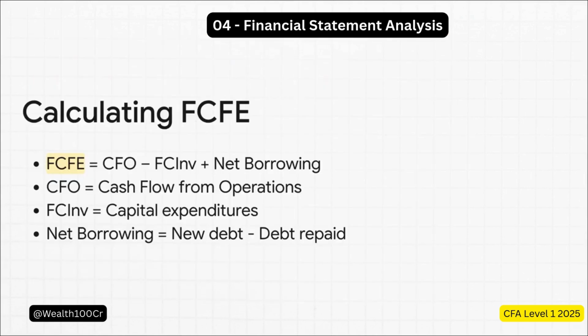The calculation here follows a really clear logic. We start again with our good friend CFO and subtract those capital investments. But this time, instead of adding back interest, we have to account for all the cash flow related to debt. We add any new money the company borrowed and subtract any debt it paid back. That difference is what we call net borrowing.